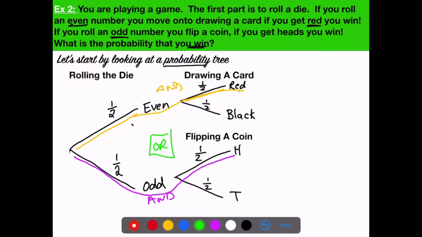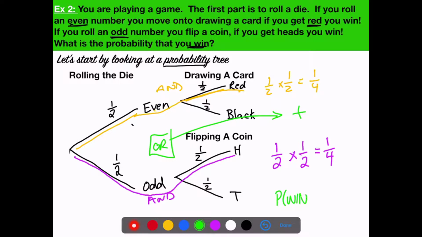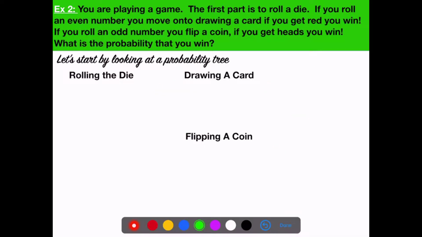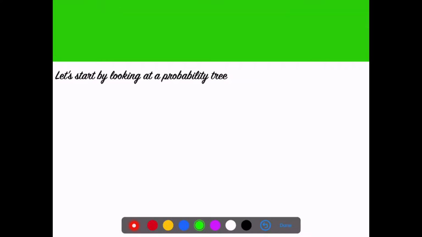Okay, so now we got lots of stuff going on. So let's find the probability of the yellow branch. So yellow branch is and, so it's 1/2 times 1/2, it's 1/4. Purple branch, again, super tough math. To get odd, 1/2. And to get heads, 1/2. Multiply those together, bada bing, bada boom, we get 1/4. Okay, now this or business, what does that mean? That means that we're going to add those two pieces together. So the overall probability that I win this super exciting game is going to be 1/4 plus 1/4, which is 1/2. So it's 50% probability that I win. Super exciting math game.